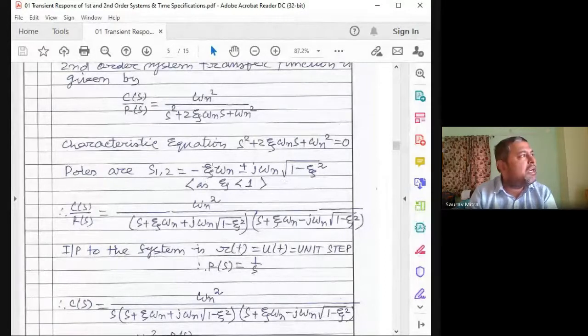We will see what this thing, zeta into omega n, is called. It will come in our proof. What is zeta omega n called?